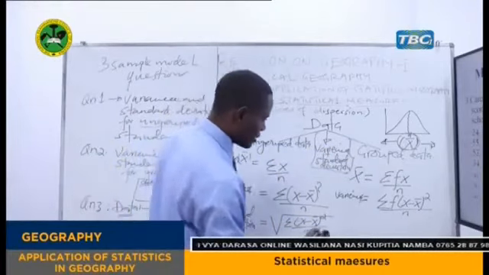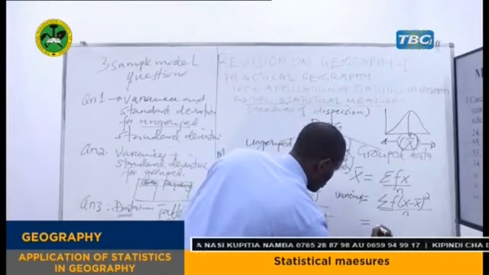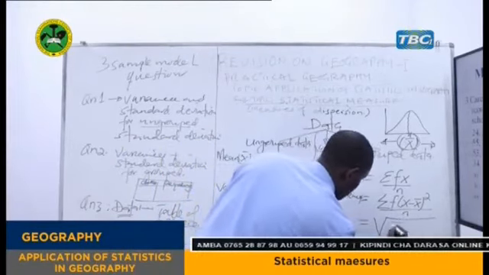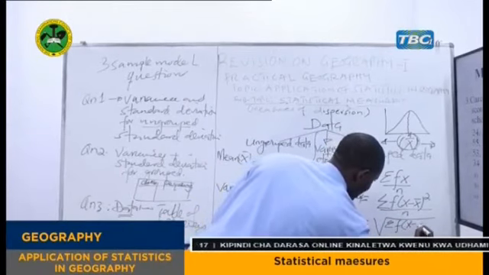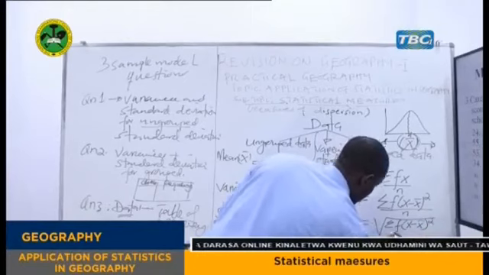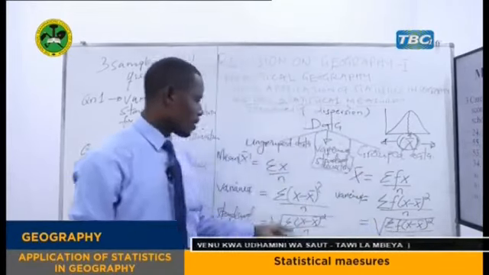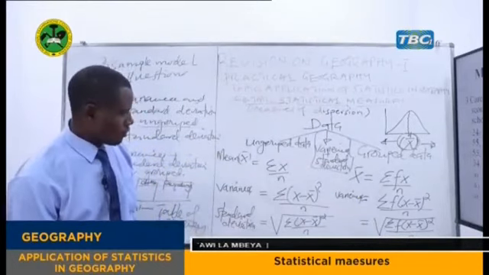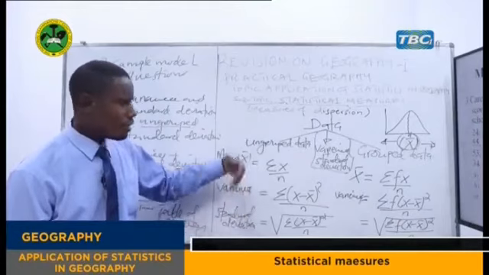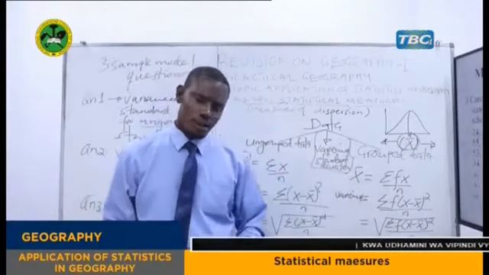The standard deviation for grouped data is given by the square root of the variance. Then it will be equal to the square root of the summation of f(x minus x bar) squared, then you divide by n. So it's very important to revise those things, because the questions that we are going to try to solve or revise will be centered on those things. I know it's part and parcel of the revision, so I don't need to go into detail about those things. You are aware of them.